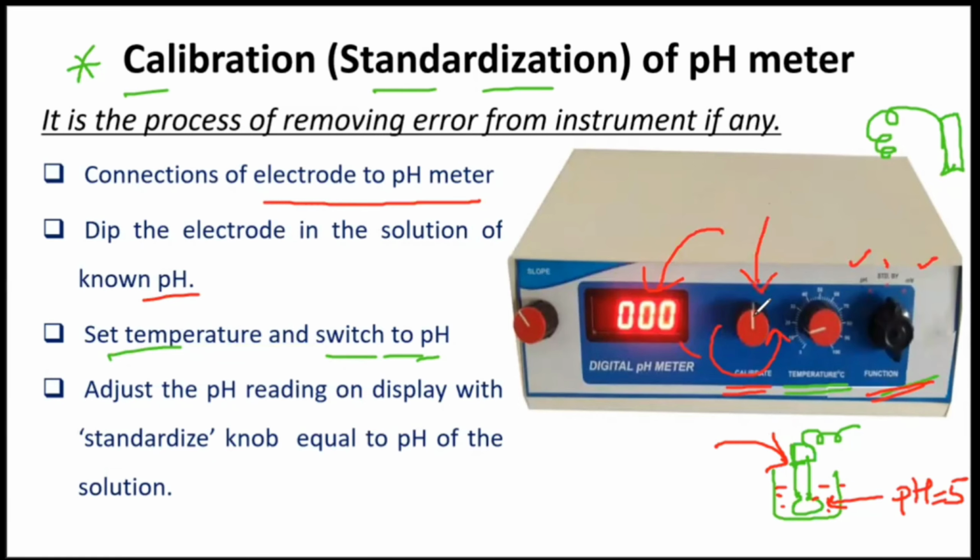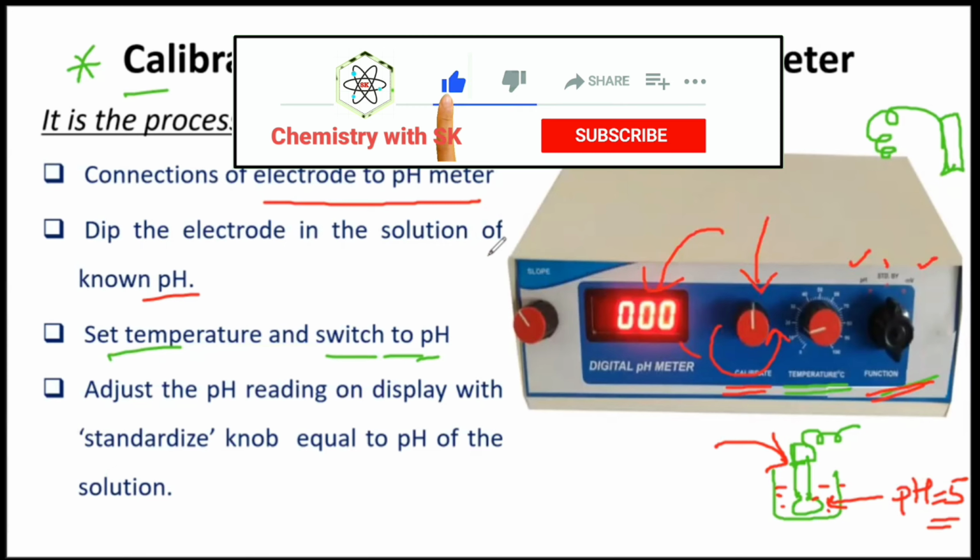With the help of this standardized knob, we have to adjust the reading of that known pH. For example, if the known pH value is 5, then this reading should be 5. If it is not there, then we can adjust it to 5. So in this way it is about the calibration part.